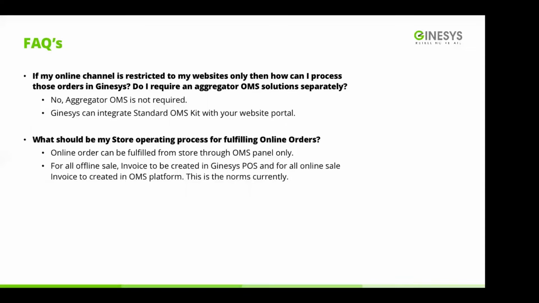What should be my store operating process for fulfilling online orders? Online orders can be fulfilled from the store through the OMS panel only. I already discussed this. For online orders, you have to fulfill them from the OMS panel. For any offline invoice, you have to create it from Ginesys POS, right? So the store manager has a clear segregation of operations.